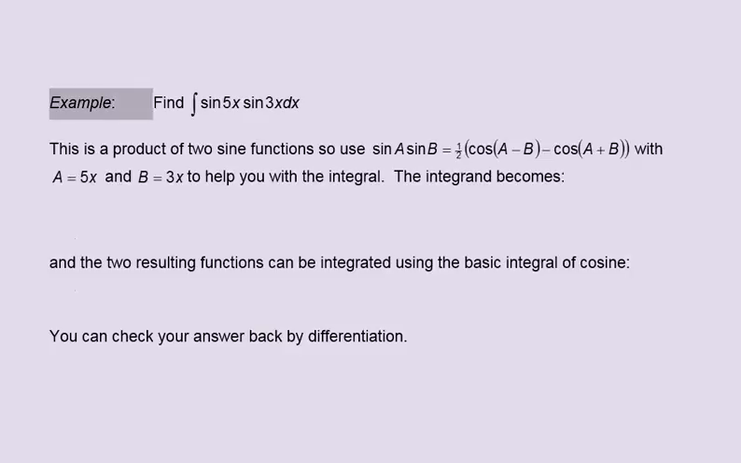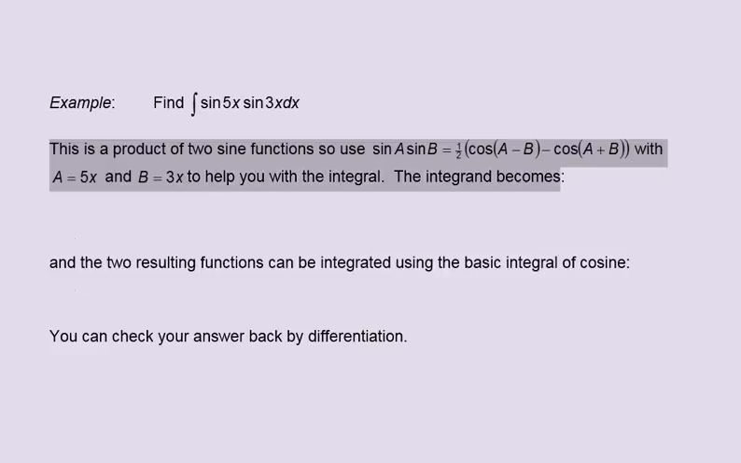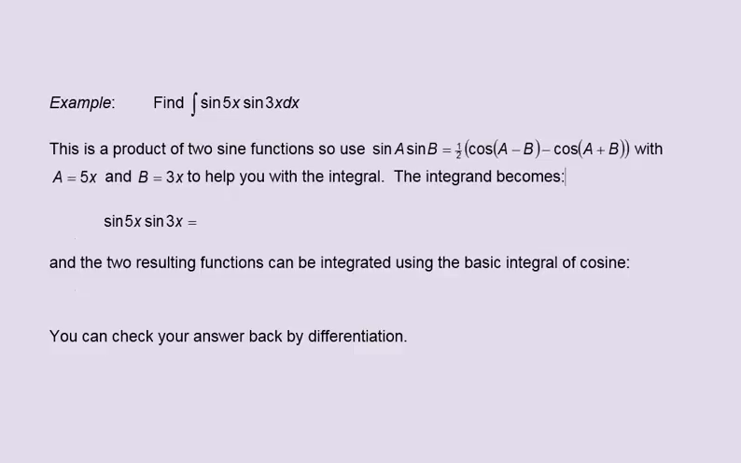Example: find the integral of sine 5x multiplied by sine of 3x with respect to x. This is a product of two sine functions, so use sine A multiplied by sine B equals a half of cos A minus B minus cos A plus B, with A equals 5x and B equals 3x to help you with the integral. The integrand becomes sine of 5x multiplied by sine of 3x equals half of cos of 5x minus 3x minus cos of 5x plus 3x, which equals a half cos 2x minus a half cos 8x.